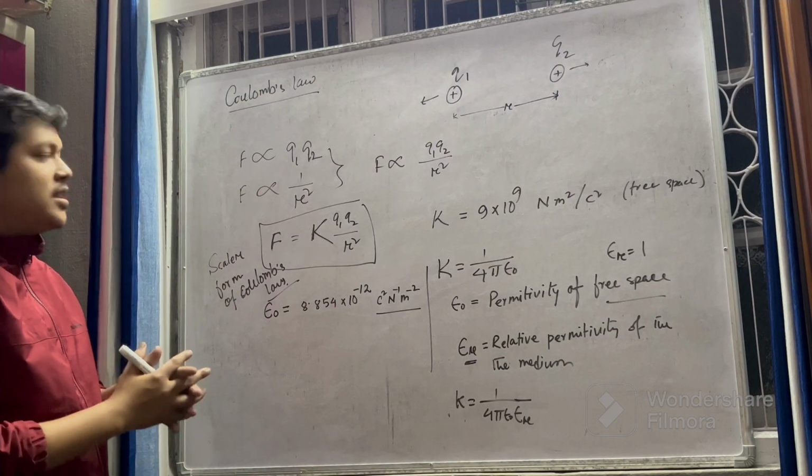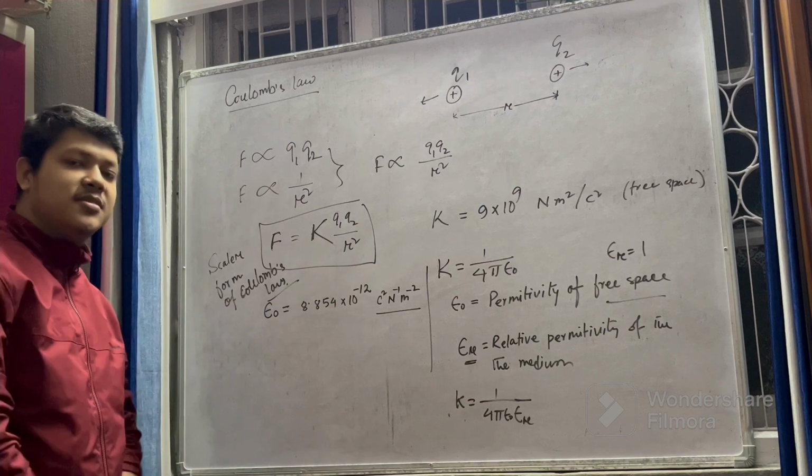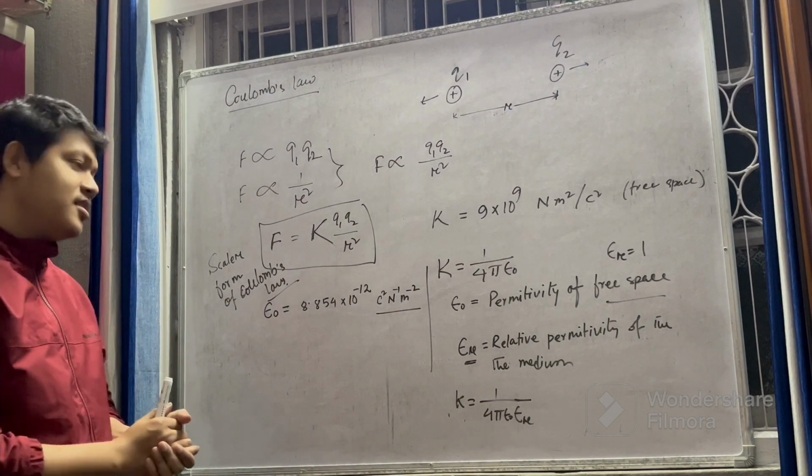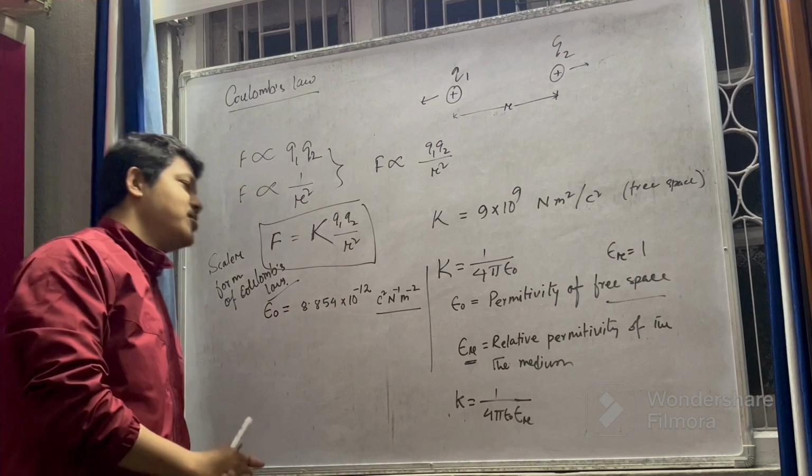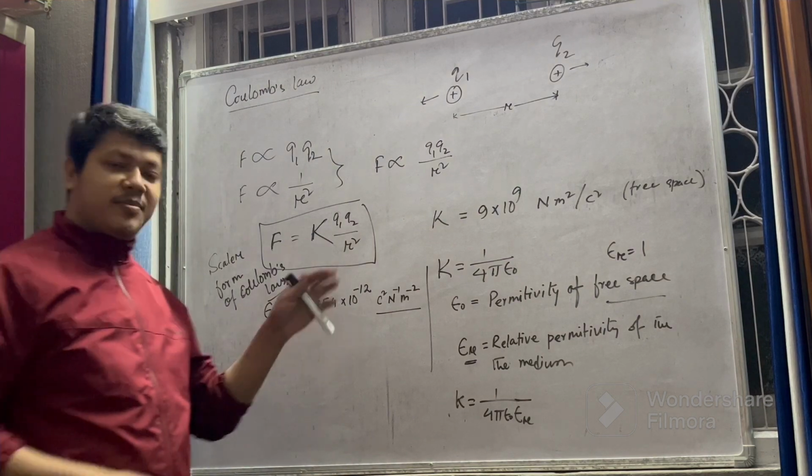Now you must be thinking, if this is the scalar form, then what is the vector form, right? If I am not wrong. So let us discuss the vector form of Coulomb's law, right? So let me clean this board first.